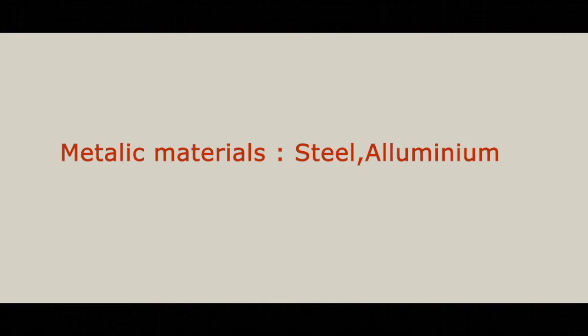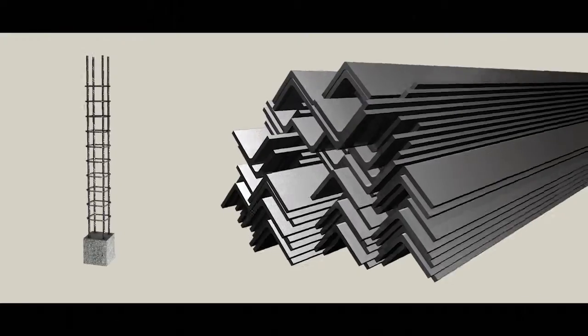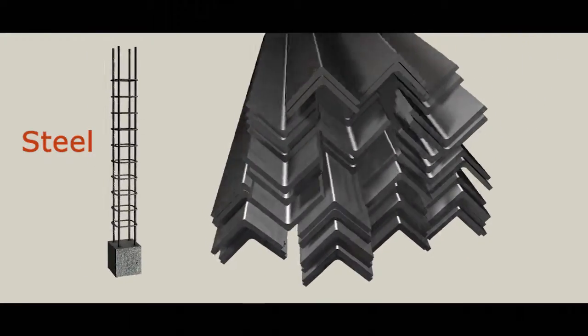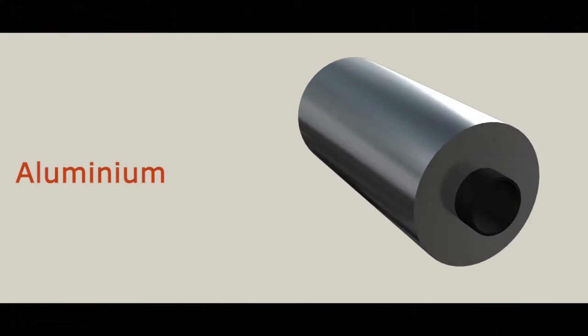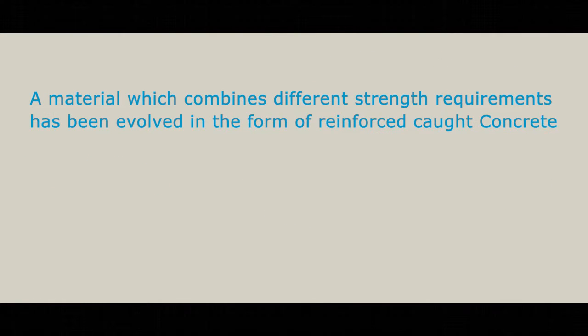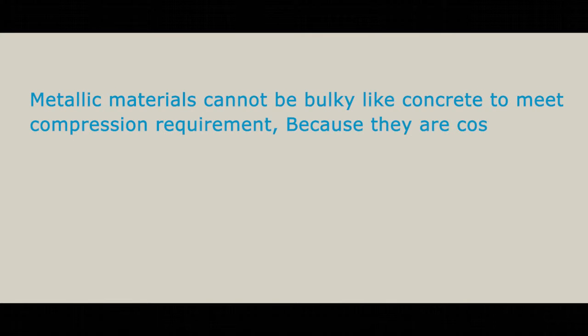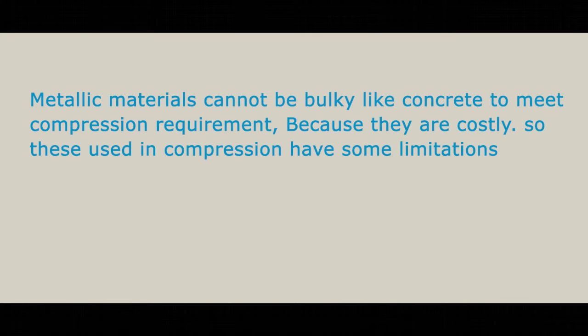Similarly, all elastic materials or metallic materials like steel, aluminum, etc., they are very good in tension and they have certain limitations in the compression because of the economic viability of the material, because those materials are costly, almost 6 to 7 times costlier than the brittle materials which are available today.